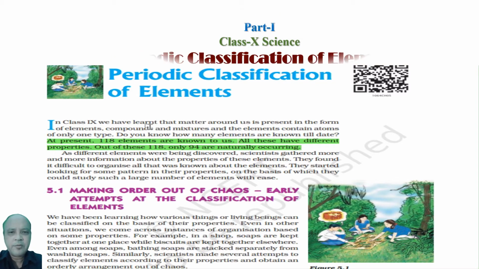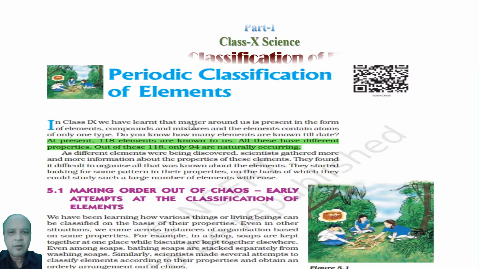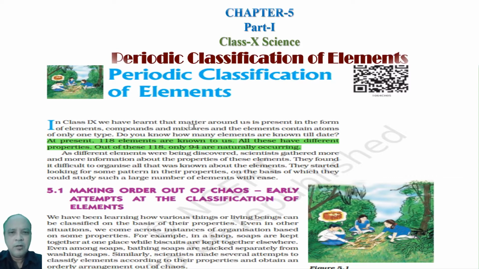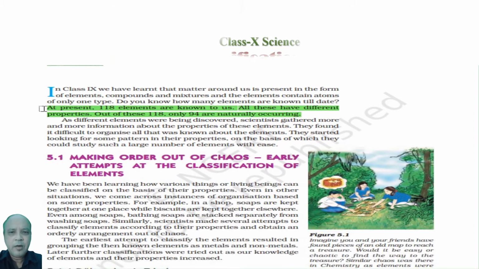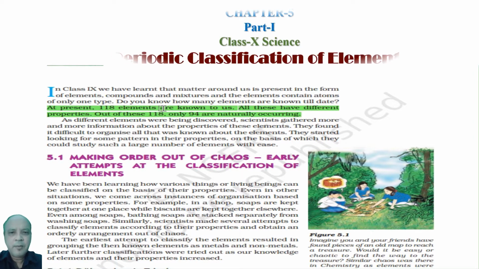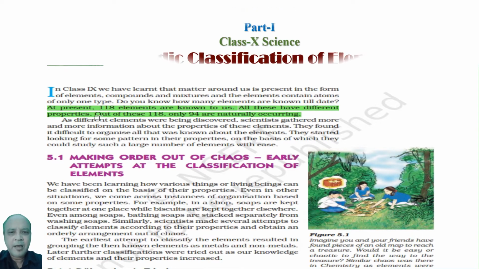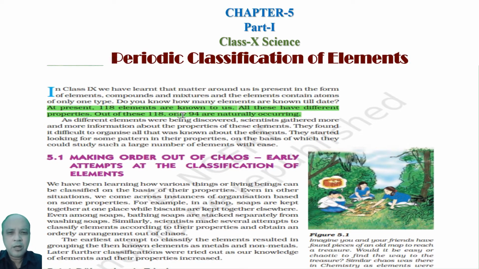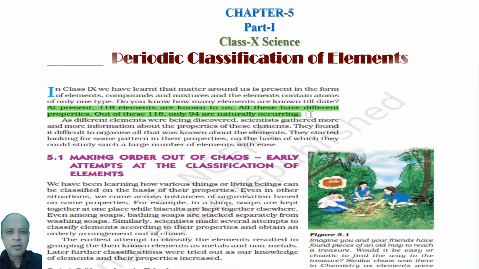There are matters, some of them are elements, some are compounds and mixtures. Out of this, today we know only 118 elements. All these have different properties. Out of these 118 elements, only 94 elements are naturally occurring. The remaining are artificial, man-made elements.